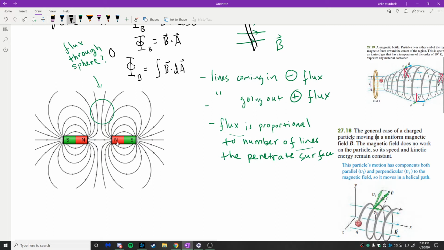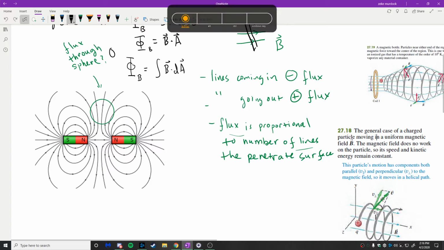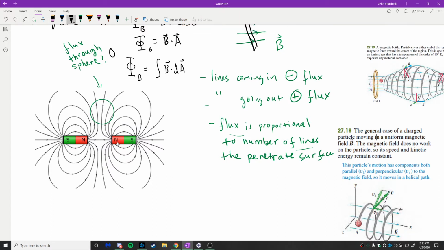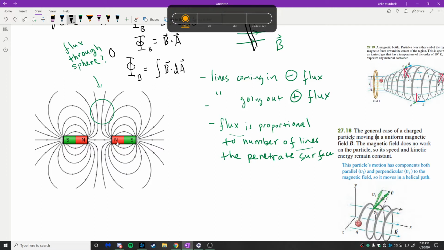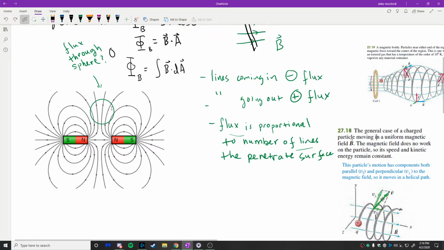Okay, now what if I took this sphere, the same sphere? I think I can, like, nope, not gonna let me. I think I can just move it. What if I move it like here, right around the South Pole? What's the answer now? How many lines actually?